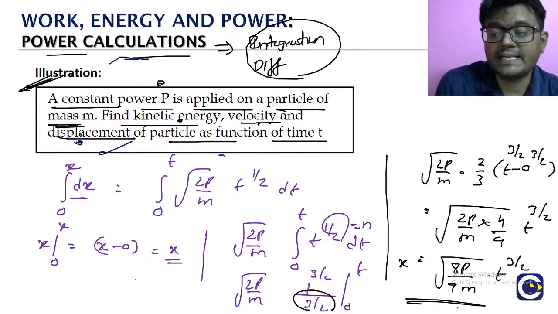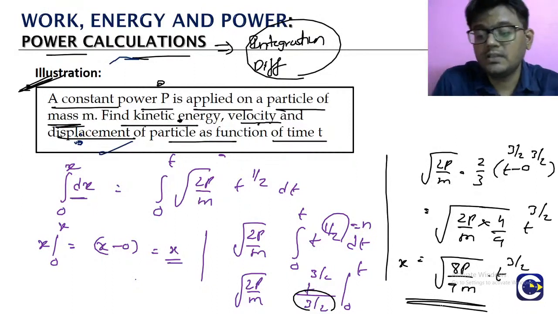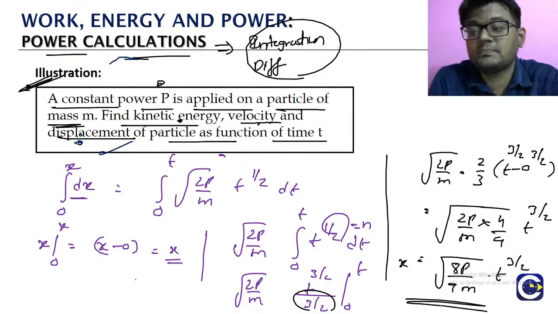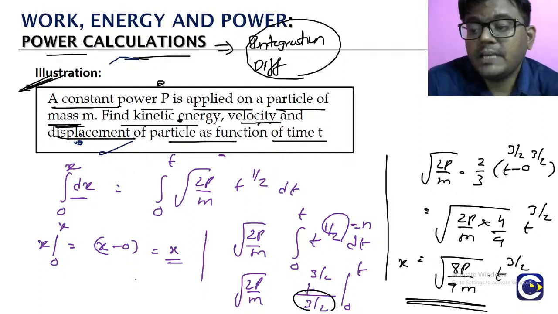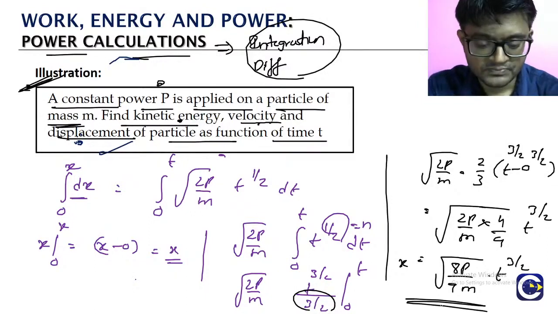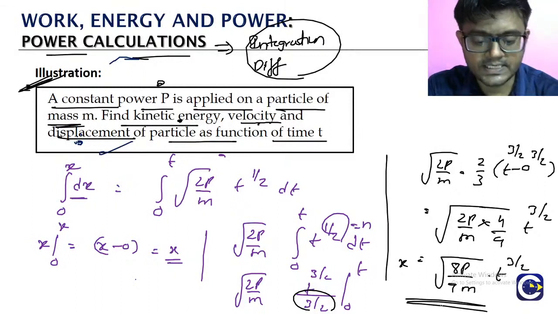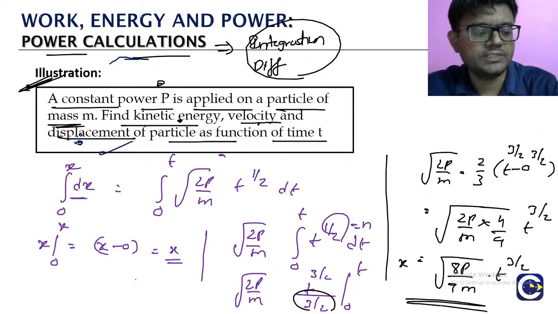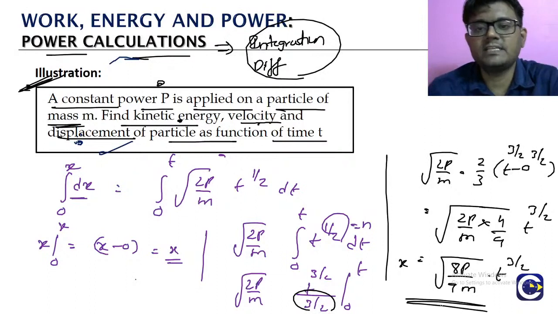The left hand side is x, the position. So how is the position going to change with respect to time? x equals root 8p by 9m into t power 3 by 2. You can just keep this result. It's a very standard question, for the case where the kinetic energy is proportional to t.